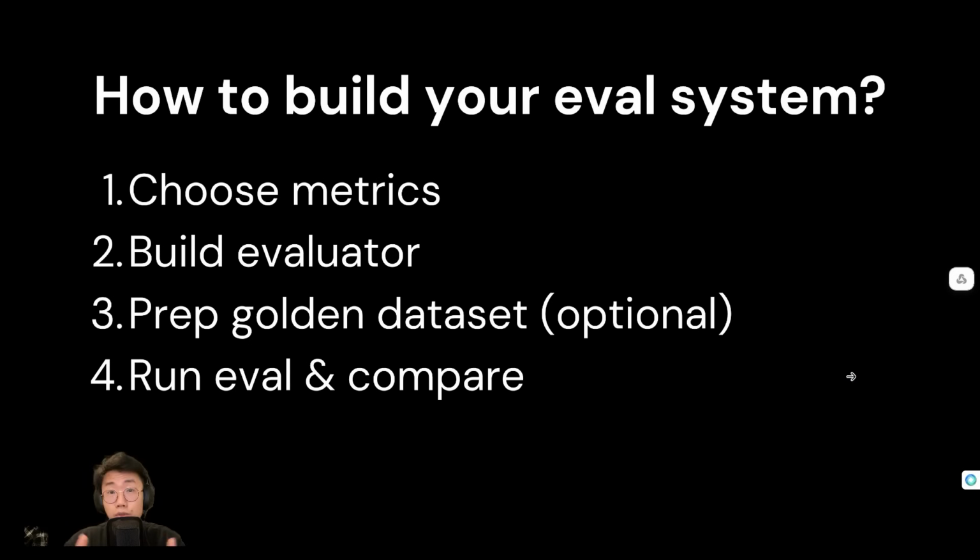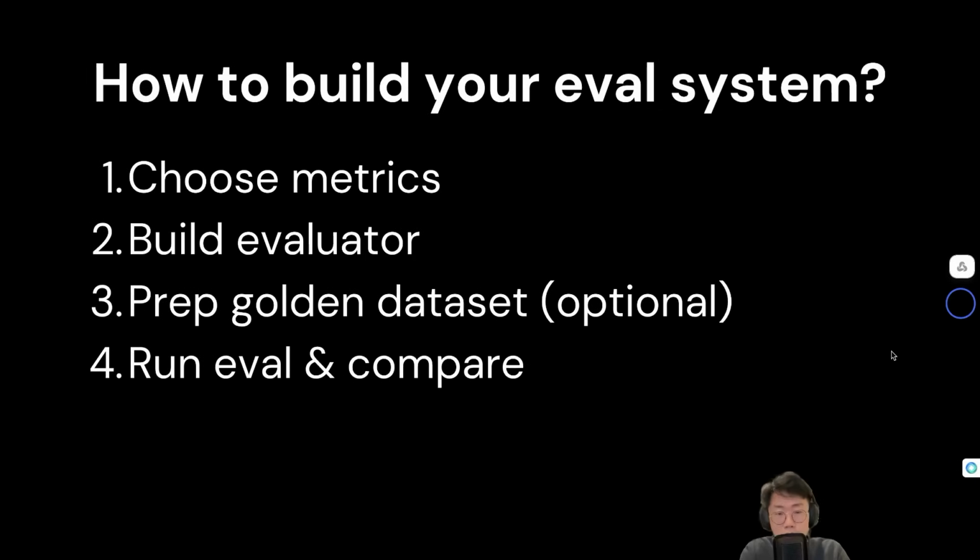Now let's get back to how you build an evaluation system. There are a few steps. You will need to choose a metric that is most important to your system. Then you will build an evaluator that can actually provide evaluation results based on this metric. Third is optional but really important: you will also want to prepare a golden data set that you can use to test and recalibrate your evaluator, making sure it can deliver human-level performance. And after that, you can start testing different system variations and compare the performance.